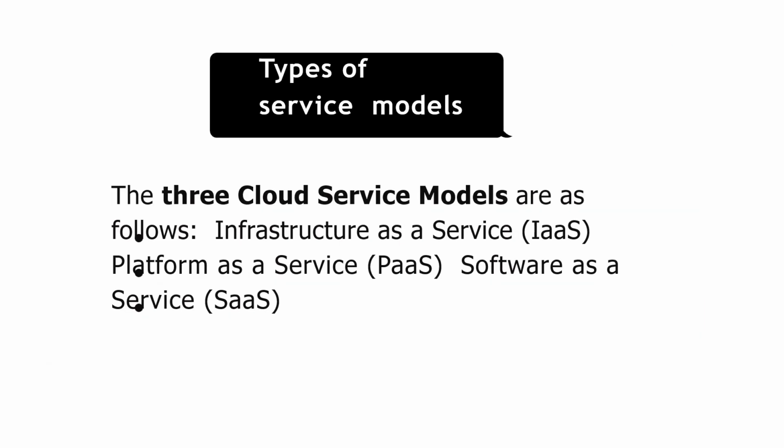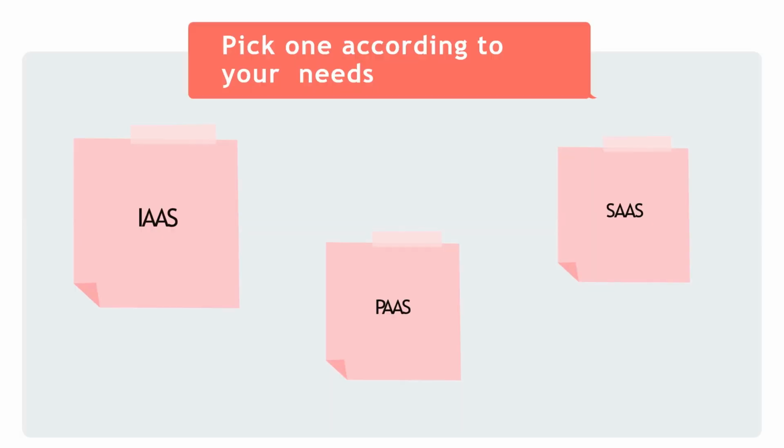So the types of models are Infrastructure as a Service, which is known as IaaS, Platform as a Service, which is known as PaaS, and Software as a Service, which is known as SaaS. So these are the three types of models: SaaS, PaaS, and IaaS.